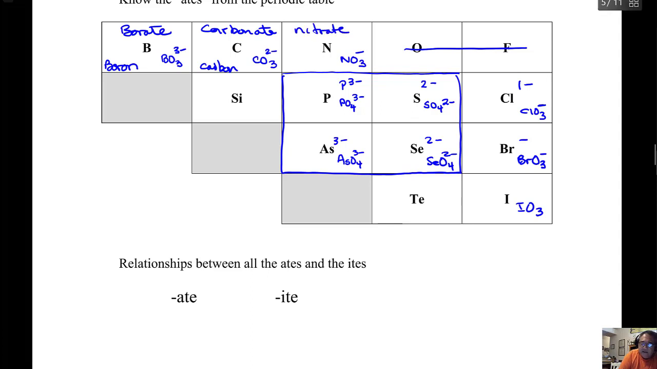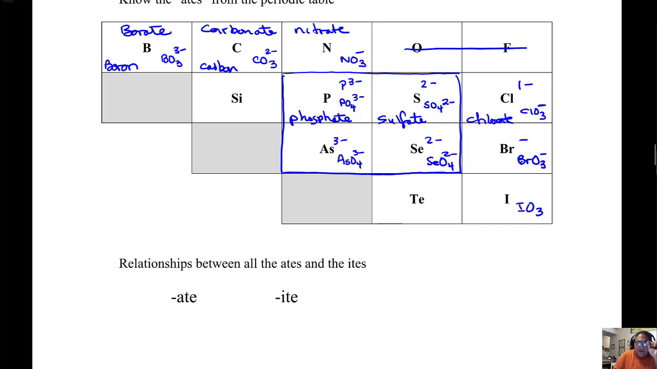And this would be phosphate and sulfate and chlorate, and then etc. I'm not going to write them all in because I'm sort of running out of room. But that's how you do all the names. Okay, so that's about half of them.